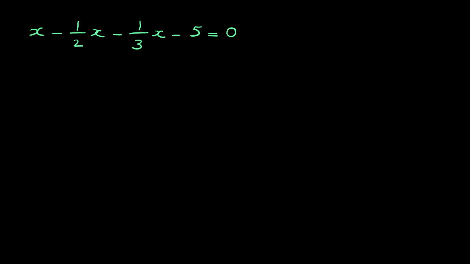Now look at this equation. x minus 1/2 x minus 1/3 x minus 5 equals 0. We have 2 and 3 in the denominator. How we can get rid of 2 and 3? By multiplying by 6. So we multiply all the equation by 6. So we multiply left side by 6. We multiply the right side also by 6.